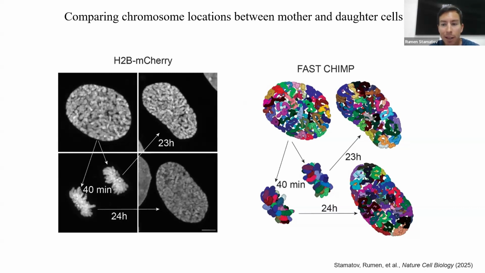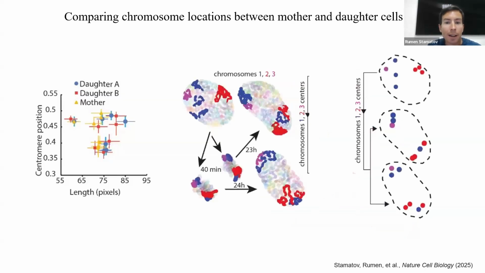We can compare the location of individual chromosomes. Are they in the same place or are they arranged in a different way? So what we did here was to identify chromosomes 1, 2, and 3 in HeLa cells. Some of them have 3 copies. And look at the pattern of those chromosomes and compare between the mother cell and the daughter cells.